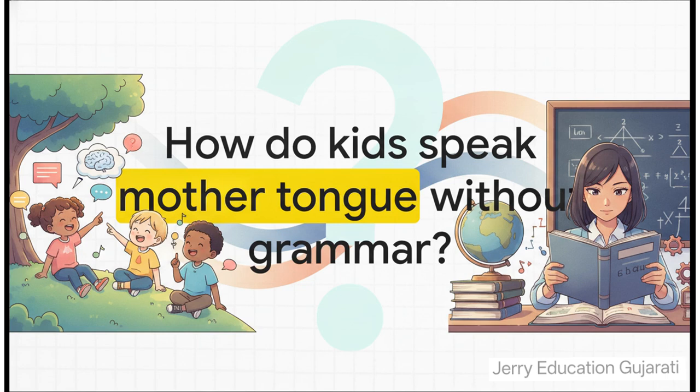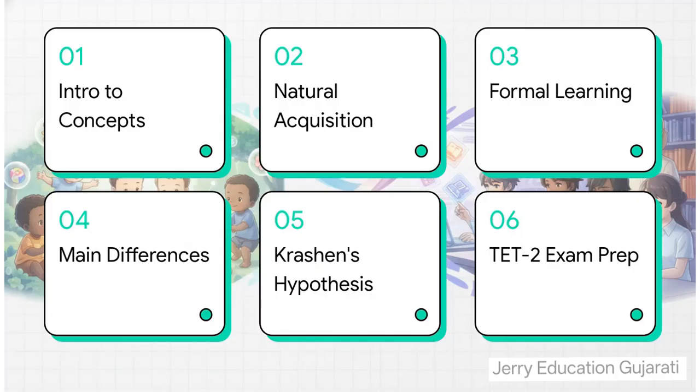Now, compare that to how you learned a second language later on, like English or Sanskrit, sitting at a desk in a rigid classroom. That stark contrast between naturally picking up a language and formally studying one, that is exactly what we're breaking down today. So here is our quick roadmap for this explainer. We're going to cover the basics of acquisition and learning, look at how one is a natural process while the other is highly formal, highlight their main differences, dive into Stephen Krashen's famous hypothesis, and wrap up with exactly how this is going to show up on your TET 2 exam.